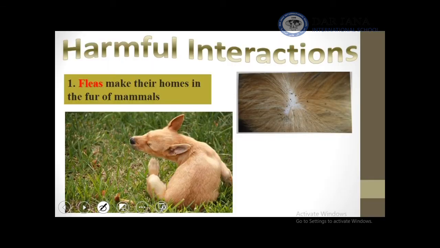As we discussed before, in a harmful interaction, one animal will be hurt while the second one will be helped. For example, the fleas, as we said before, will live in the fur of the mammals. These fleas will lay their eggs inside the fur. They will find shelter and start taking the blood of this mammal. Which is bad for the mammal, of course, because the mammal will start losing its fur or hair, and the fleas could be helped in laying their eggs.